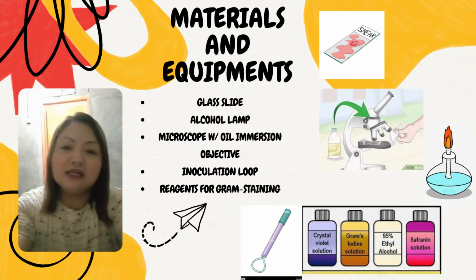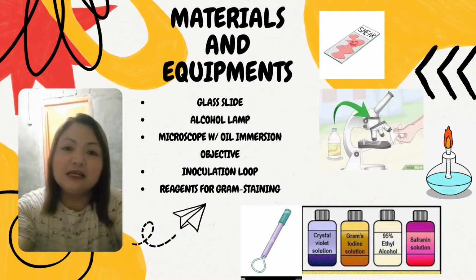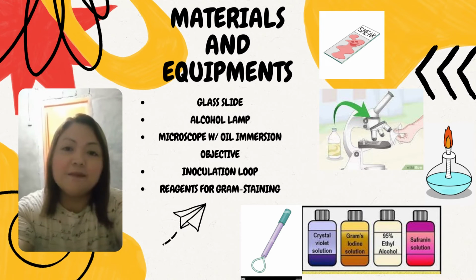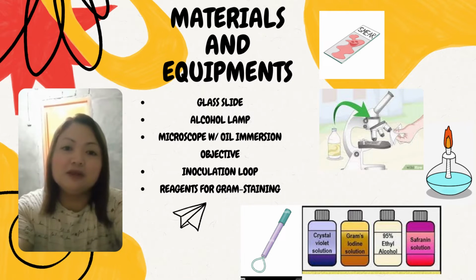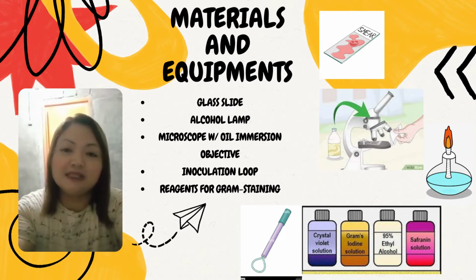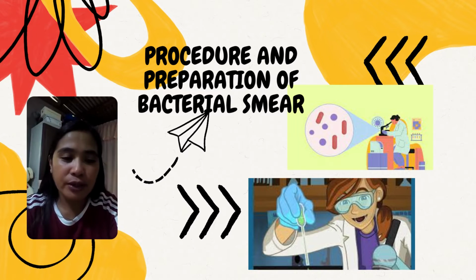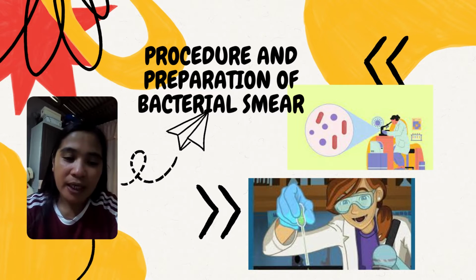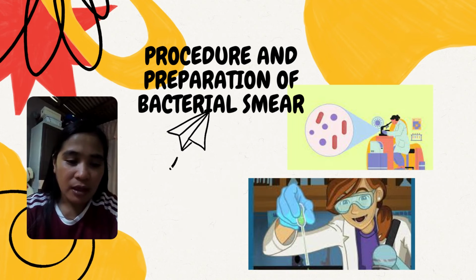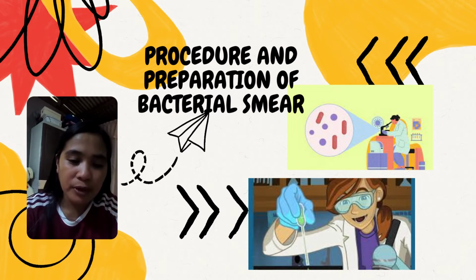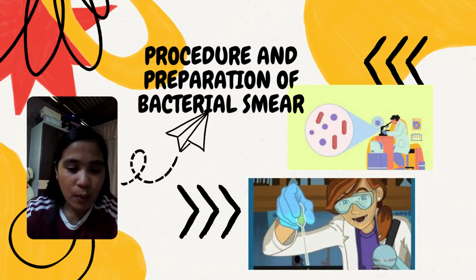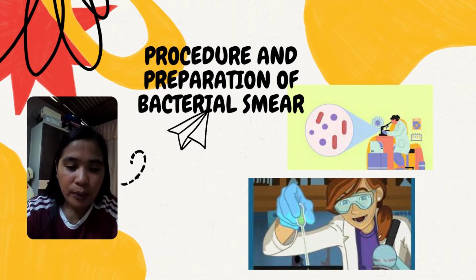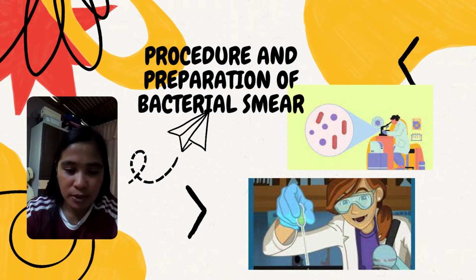The materials and equipment that we will use are a glass slide, alcohol lamp, microscope with oil immersion objective, inoculation loop, and reagents for gram staining. The procedure of gram staining. Make a thin smear of the specimen. Cover the whole smear with a few drops of crystal violet for 1 minute. Gently wash off the excess stain with water until no more stain comes off.